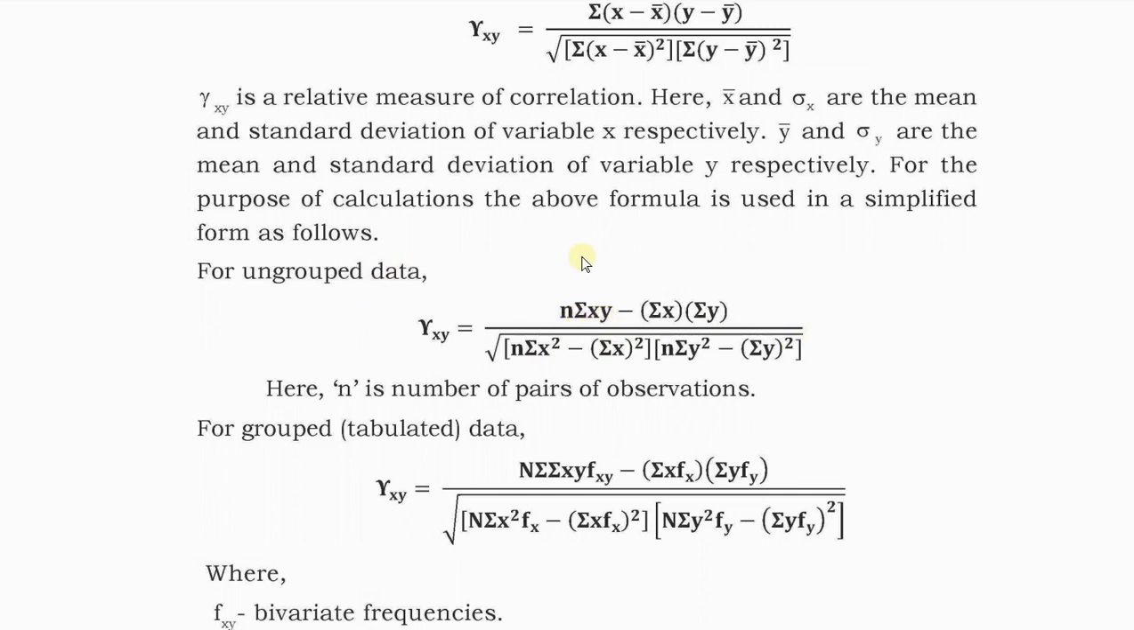This entire formula is for ungrouped data. For ungrouped data you will be given two variables x and y. Here you have to multiply each x with each y value respectively. Summation of x means the total of the x column. Summation of y means the total of the y column. For x square, you have to square the x terms and then add them.